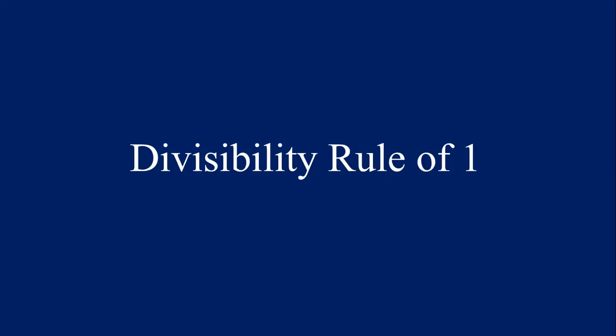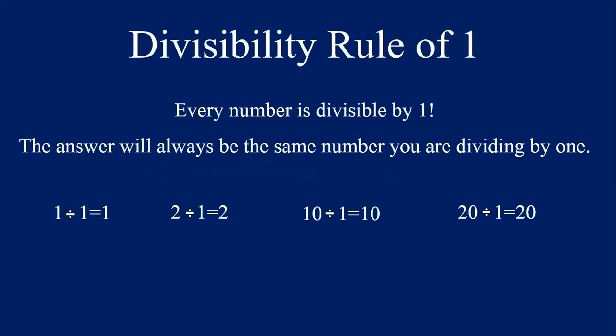The divisibility rule of 1. The divisibility rule of 1 says that every number is divisible by 1. The answer will always be the same number you are dividing by 1. For example, if I'm dividing 1 by 1, my answer is 1. What if I'm dividing 2 by 1? Well, 2 divided by 1 equals 2, the same number. 10 divided by 1, well, that's 10, the same number. 20 divided by 1 is 20. And this would be true for any number. When you're dividing by 1, the answer is that same number.